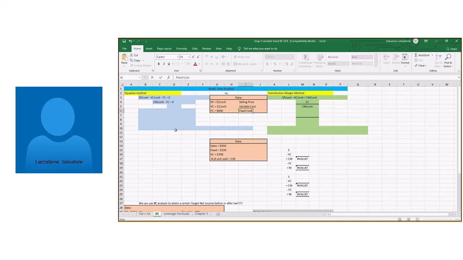So it helps companies kind of set a goal as to what they need to do in order to be profitable.